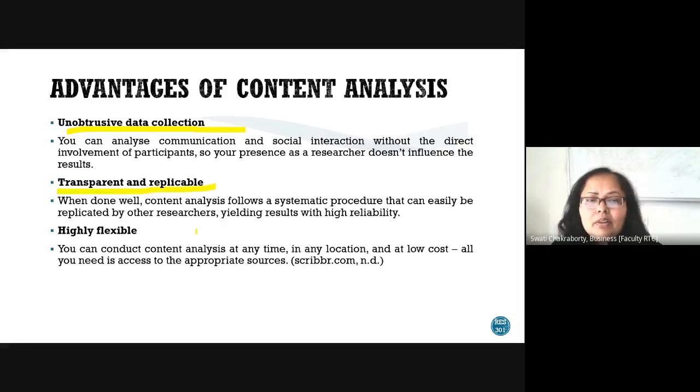Transparent and replicable. If it is done properly, content analysis allows a systematic procedure that can easily be replicated by other researchers, which would help in coming up with results of higher reliability. Highly flexible. You can use this type of method in any location and at low cost, right? All that you need is to have access to the appropriate sources. You can do it anywhere.